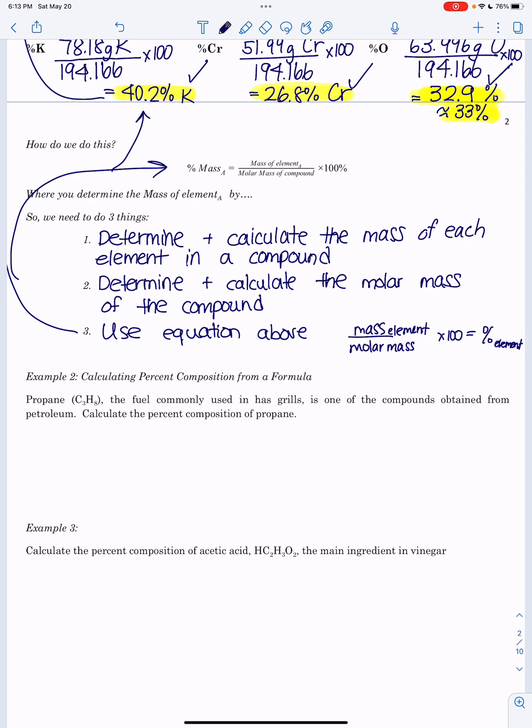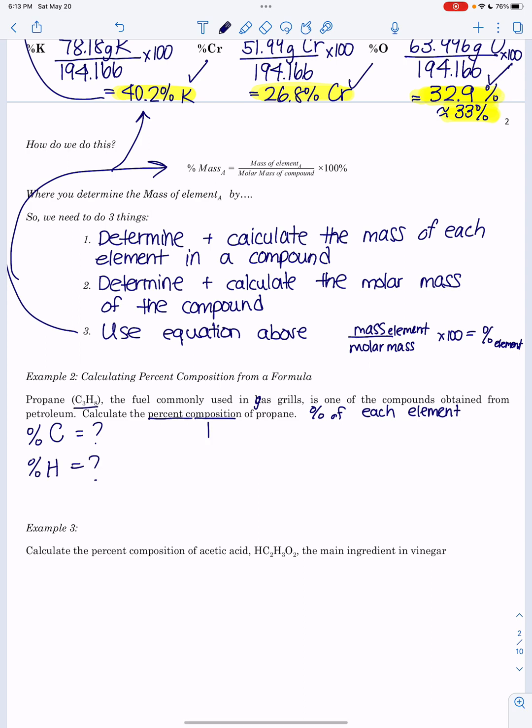Let's calculate the percent composition of propane. Propane is C3H8. That's a fuel commonly used in gas grills. Sorry, that's a typo. Calculate the percent composition. If it's asking you to calculate the percent composition, it wants the percentage of each element in the compound. So that means I need a percentage of C and I need a percentage of H because propane is C3H8.